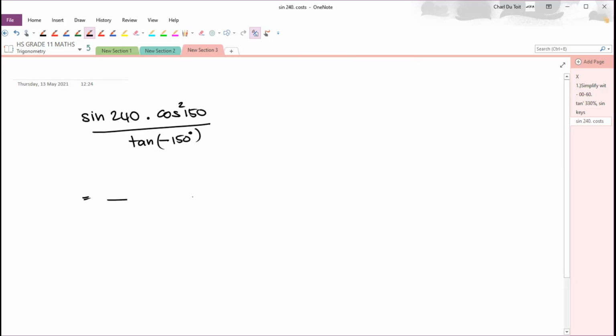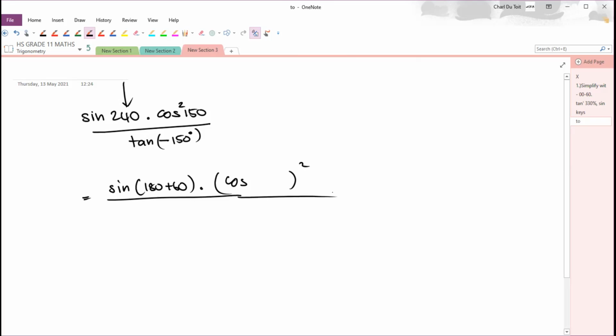Right, let's do that. So 240 is the same as 180 plus 60. You're going to skip this step soon. You're going to just say that is third quadrant and there's a 60 difference, so it's minus sin 60. But let's just not do that yet. This is quite new. So cos of 150 is the same as cos of 180 minus 30. And minus 150, I don't know what that is.